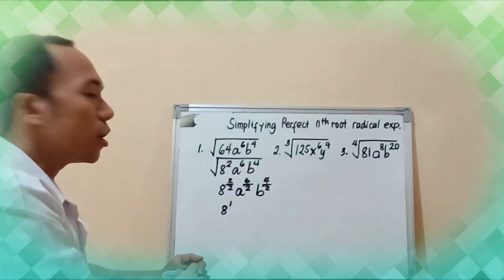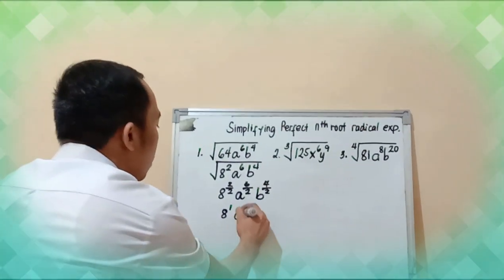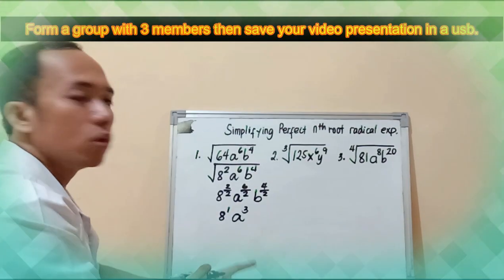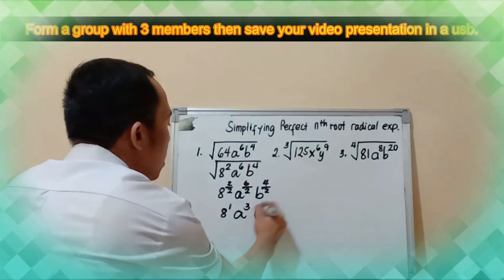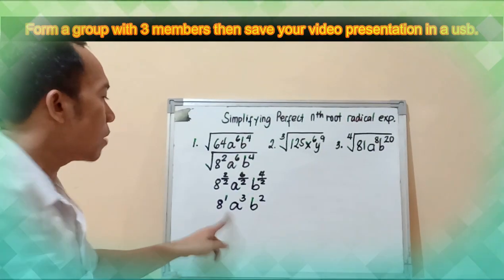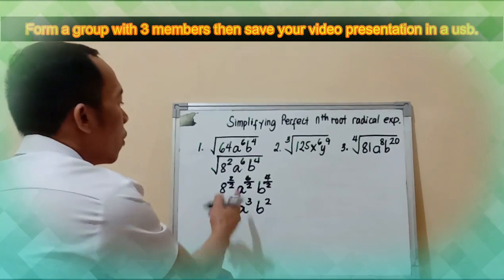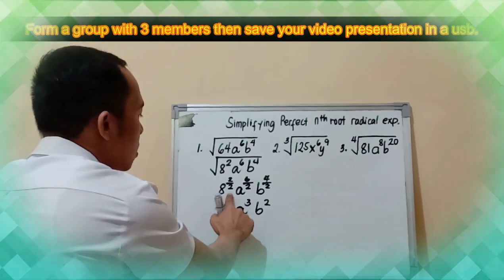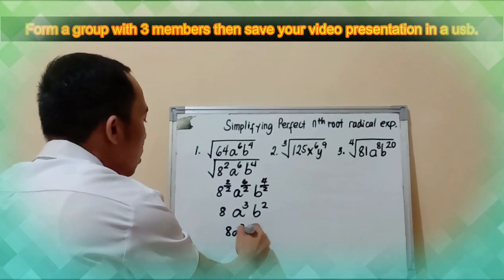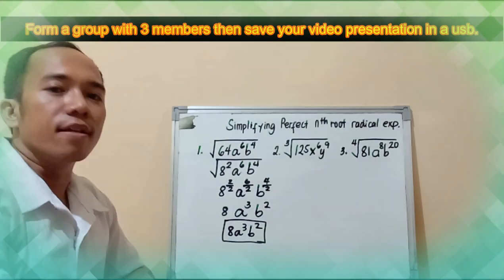For a, the power is 6 over 2. It becomes a raised to 3. And for b, you have 4 over 2. It becomes b squared. So the exponent of 1 on the 8 will not be written. So the final simplest form for this radical expression is 8a cubed b squared. So this is now your final answer.